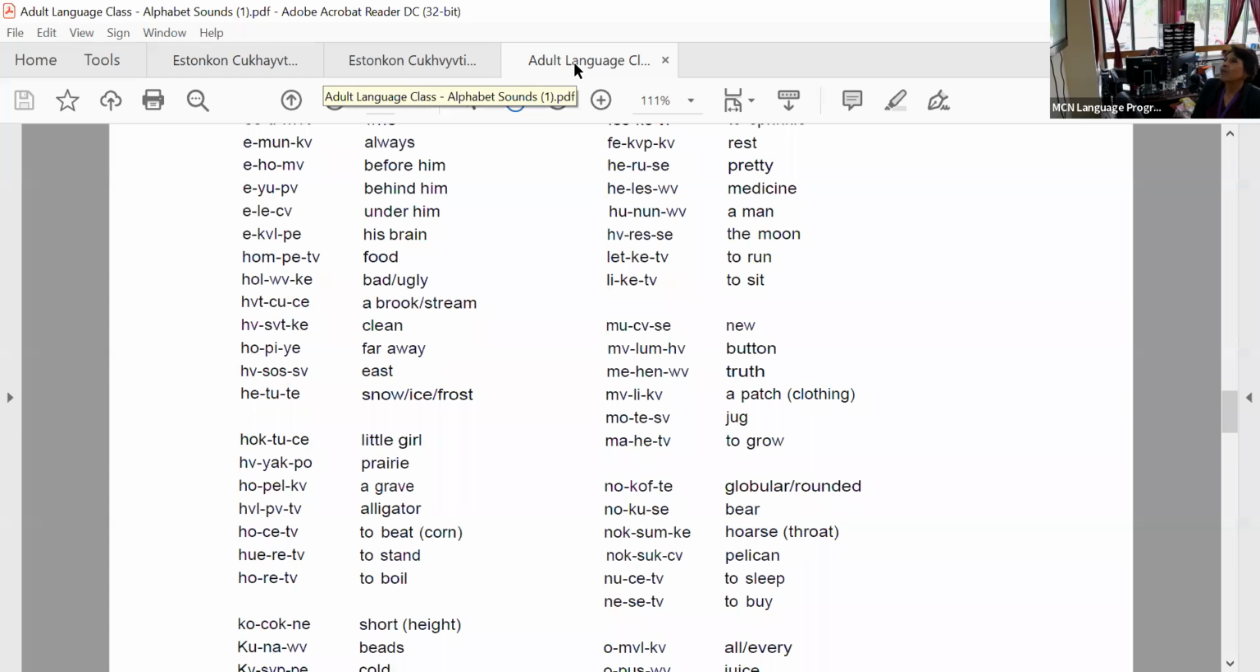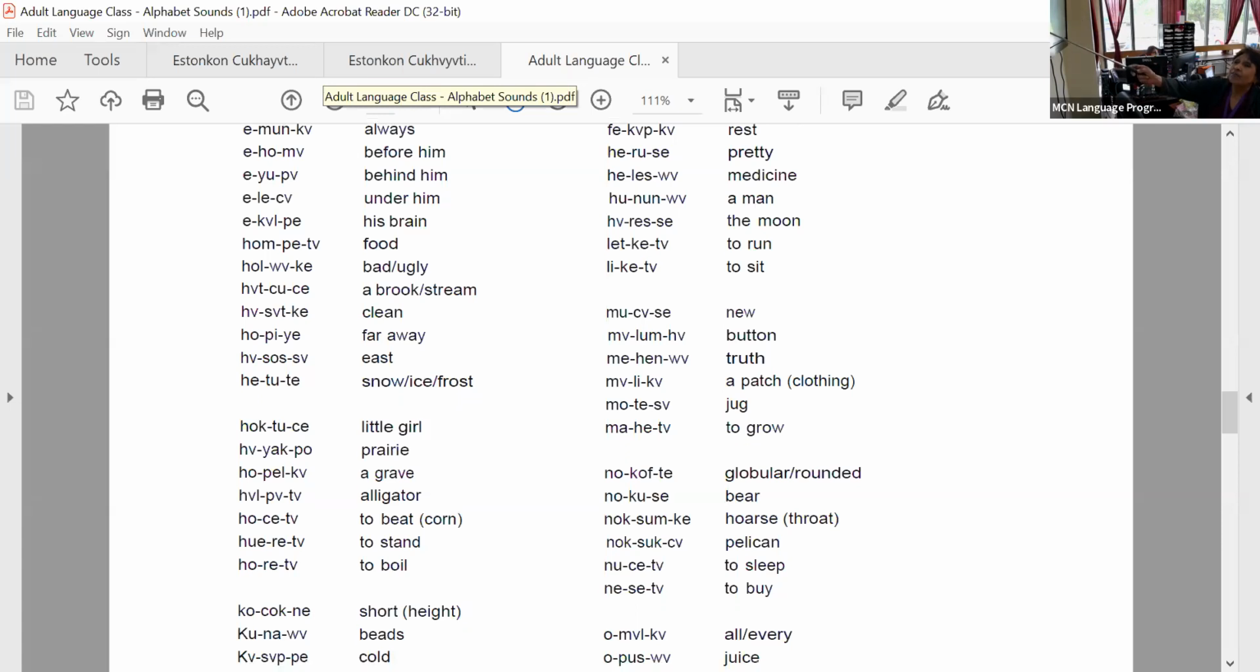Hayakpo, hairy. Hobilga, a grave. Halbada, alligator. Hojida, to beat like corn when you put it in something that looks like a stump. It's been burned out, and that's called hojita, to beat the corn. Wisida, to stand. Hosida, boil.